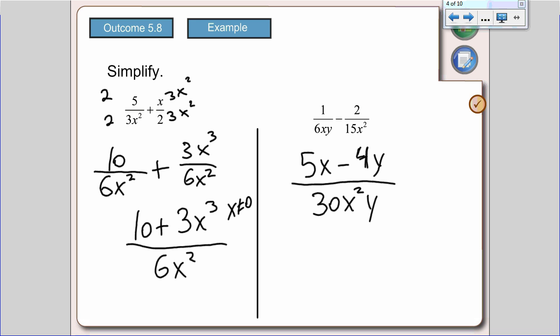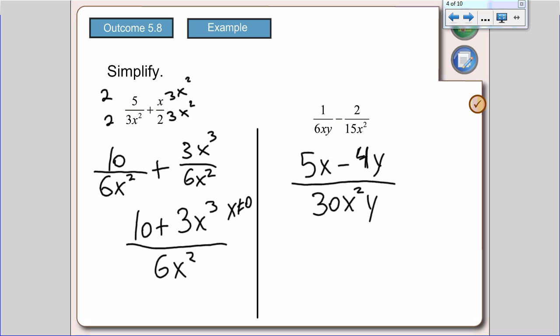Could we take an x out of these? No, because it's subtraction, right? You can't do anything. You can't divide a y, you can't divide an x, you can't divide a 4, can't divide a 5. You're stuck. This answer is missing one thing. What's it missing? Our non-permissible values.